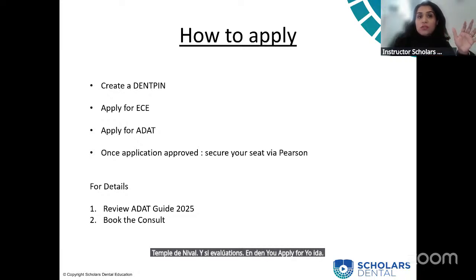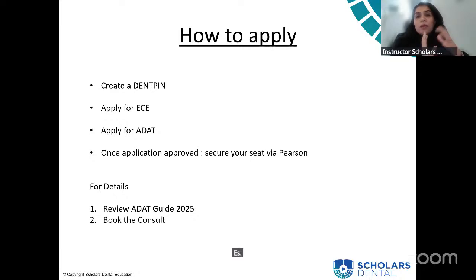Once your application is approved, it usually takes 2 days, if I'm not wrong. And then you can go and secure a seat wherever you desire, or wherever the availability is, via Pearson. If you ask for my opinion, I would personally suggest starting to look for seats as soon as possible, because there's more competition, the seats get filled, and you would probably want to give the exam by May or June so that you start applying to the university sooner.